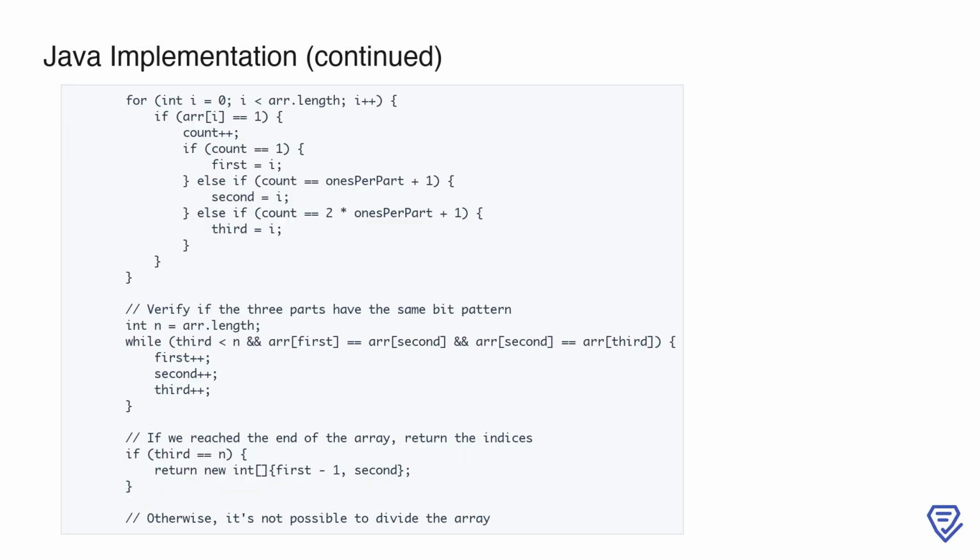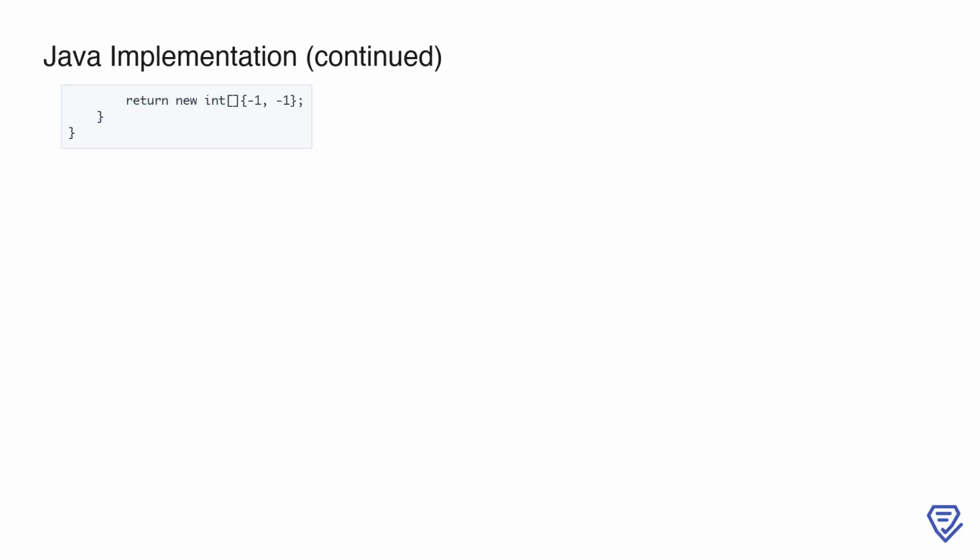After identifying these indices, we verify whether the 3 parts have the same bit pattern. Using a while loop, we compare the corresponding bits of the 3 segments, advancing through the array as long as they match. If we successfully reach the end of the array, it confirms that the 3 parts are identical, and we return the indices marking the end of the first part and the start of the second part. If the while loop fails before reaching the end of the array, it means the 3 parts do not share the same bit pattern. In this case, it is not possible to divide the array into 3 equal parts with the required properties, so we return [-1, -1].